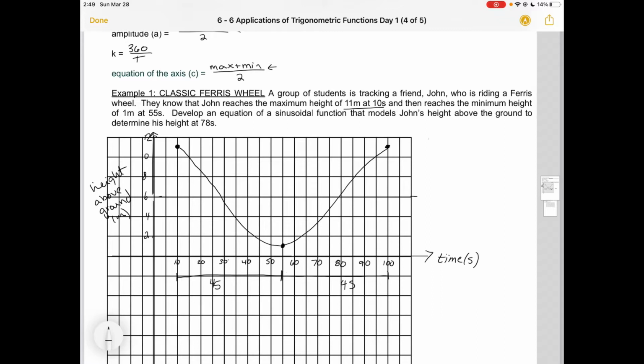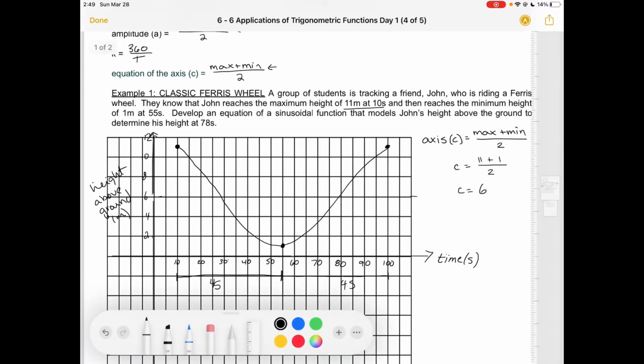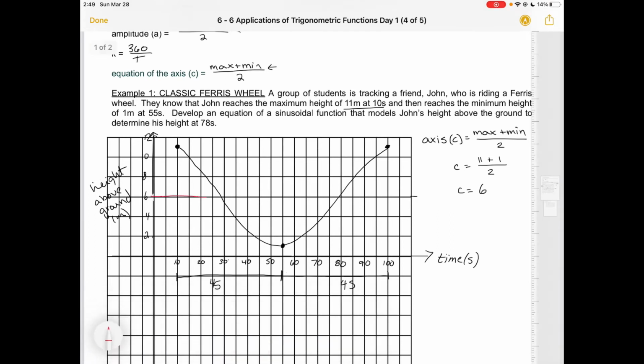It looks kind of like a cosine function, so that's what I'm thinking of, but I need to know my parameters. So let's start off first by finding my axis, or C. I'm going to do my max value plus my min value divided by 2, which in this case, my max is 11, my minimum is 1, which makes my axis at 6. So right about here, I've got y equals 6.